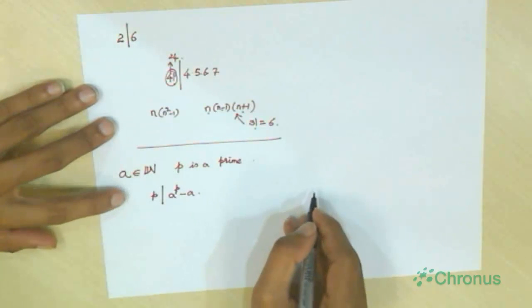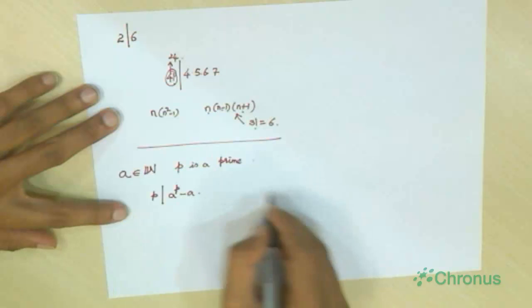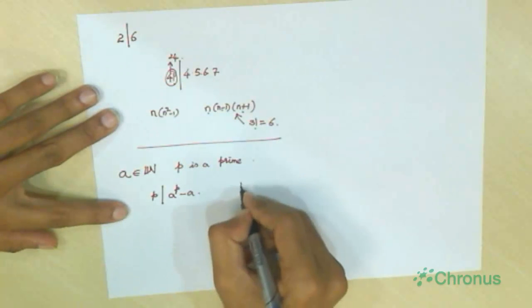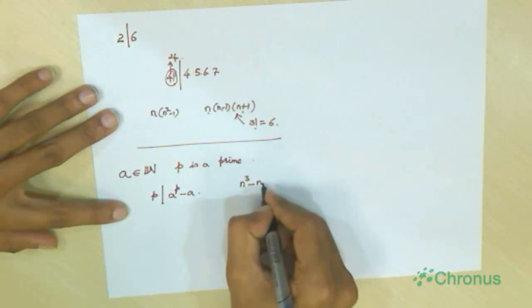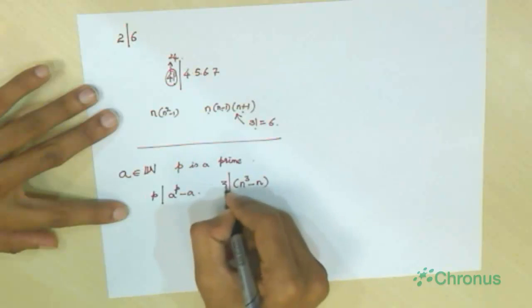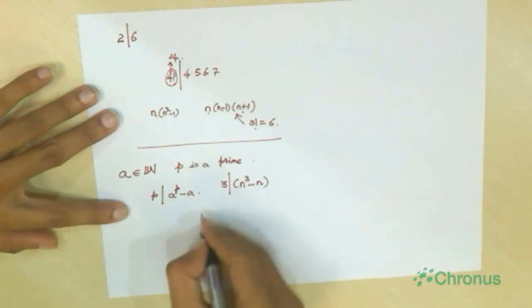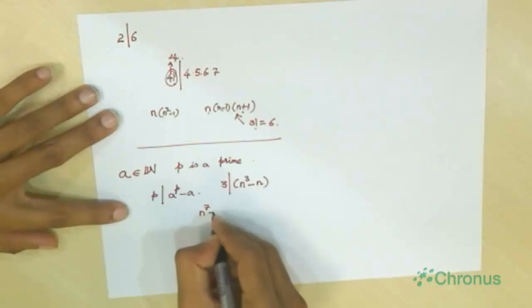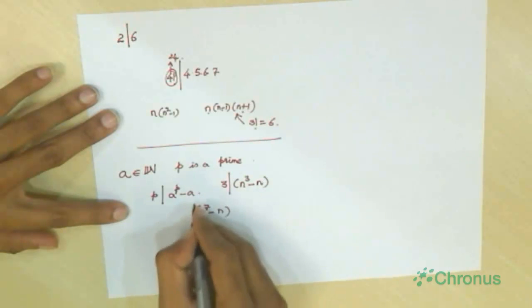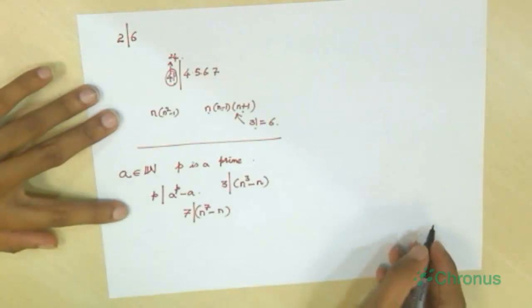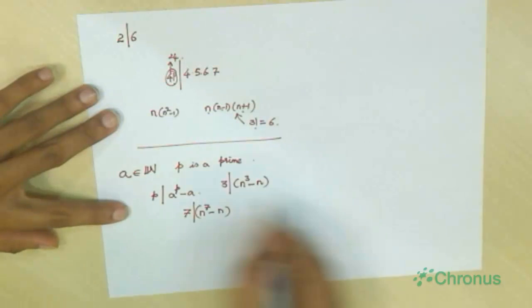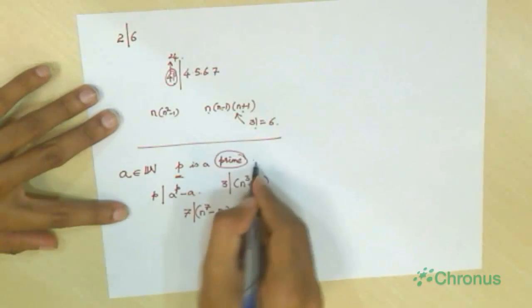This is Fermat's theorem. So we can say, given any natural number, n cube minus n is always divisible by 3. So n power 7 minus n is always divisible by 7. And make a note, p must be a prime number.